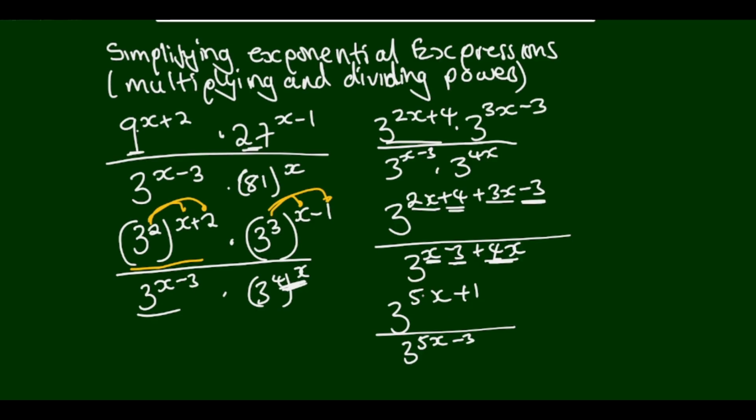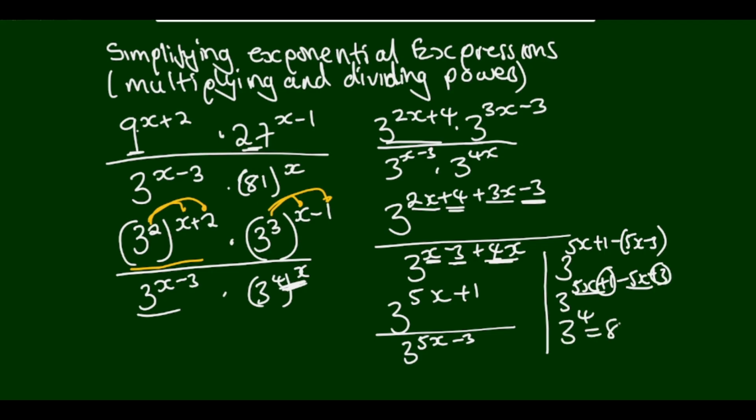Right, and then we can subtract here. 5x minus 5x is 0. 1 minus negative 3 is positive 4. Or you can do it like this and say this is 3 to the power 5x plus 1, and then minus, then 5x minus 3, like that. You can do it like that. Then it becomes 3 to the power 5x plus 1 minus 5x plus 3. And then 5x minus 5x is 0, and then 1 plus 3 is 4. You have 3 to the power 4, which is equal to 81.